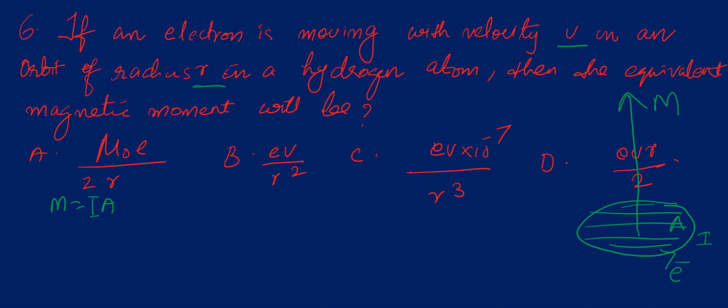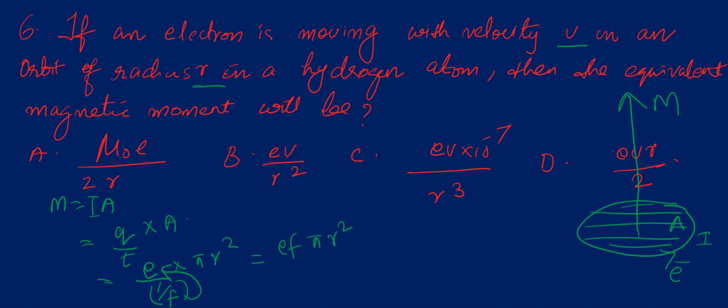Then equation for magnetic moment is I into A. Current is charge divided by time, that is rate of flow of charge, into area. We can write e for electron charge. Time we can write 1 by frequency, and area is pi r square. So we can rearrange the equation. f will go to the numerator, e f into pi r square.